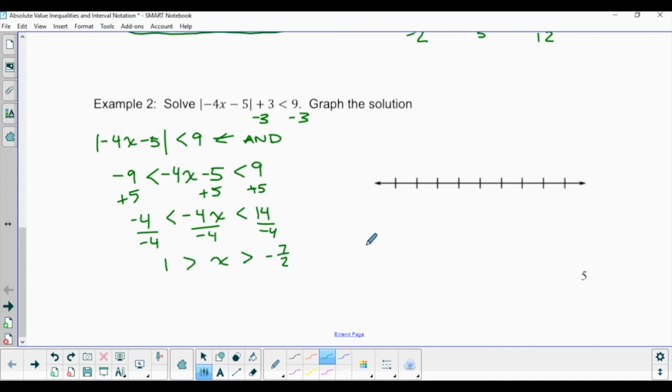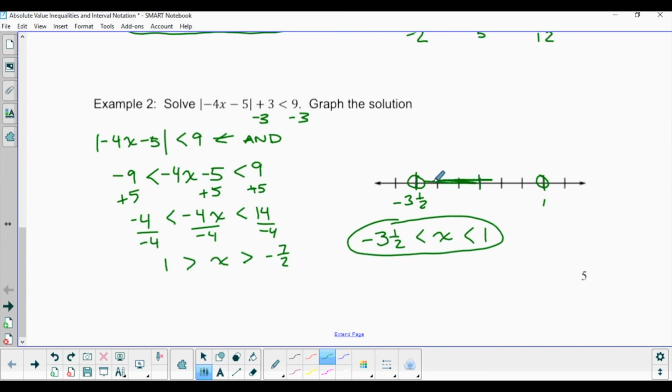So if I rewrite it, negative 3.5 is less than x, which is less than 1. That would be a nice answer. So on my number line, I have my numbers that I'm really worried about here, negative 3.5 and 1. It's not equal to them, but it's in between them. So I have a segment with no endpoints.